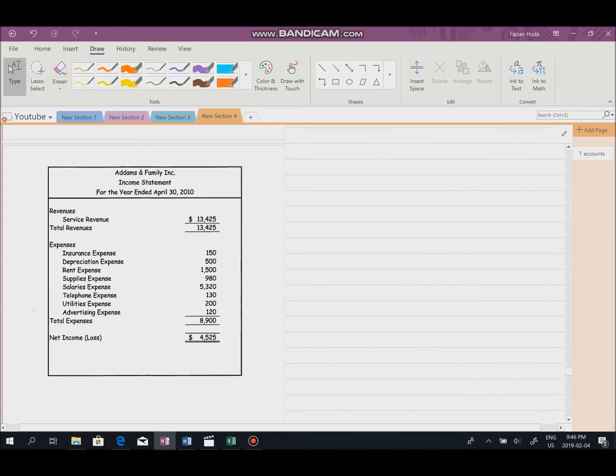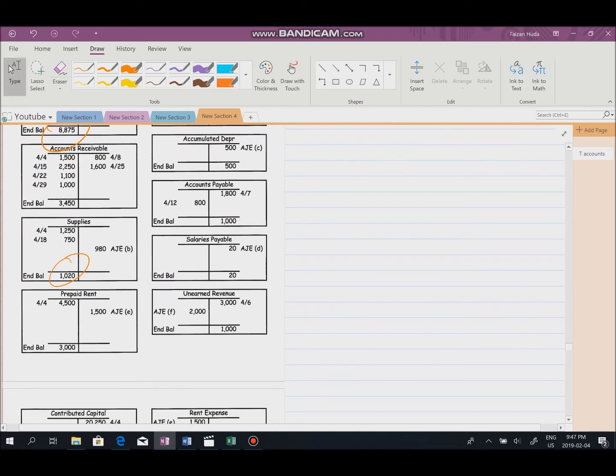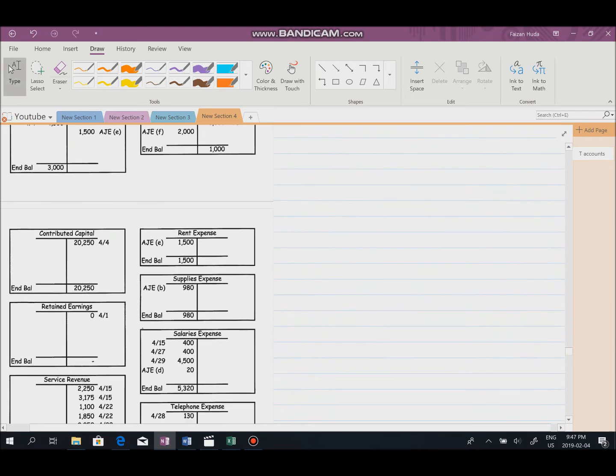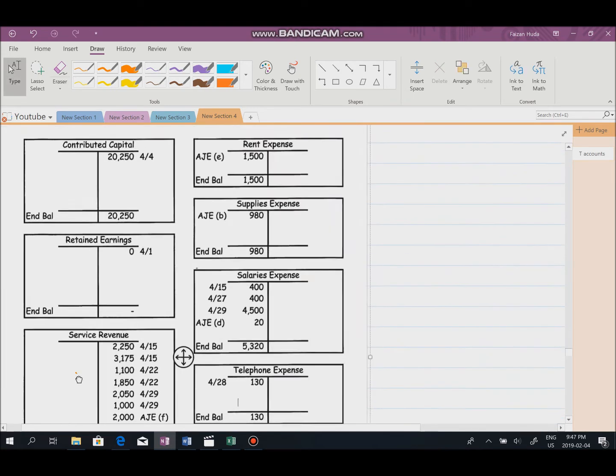Next, for income statement, there's really nothing much to teach. Just always remember to put your revenue first, then expenses, and just list all your expenses. That's all. Again, we get this value from our T account. I'll show you. Service revenue over here.